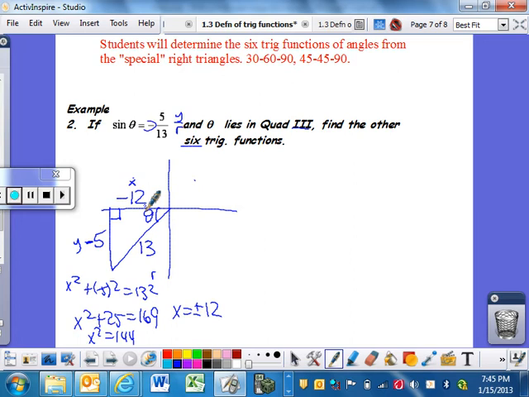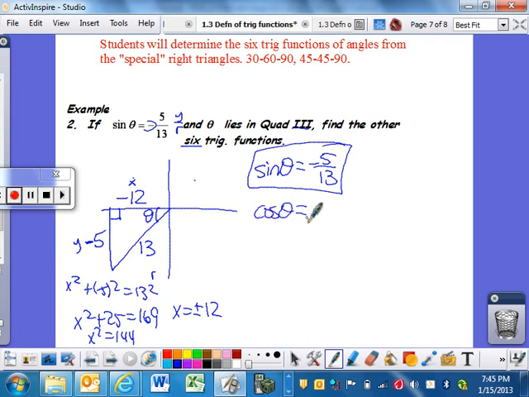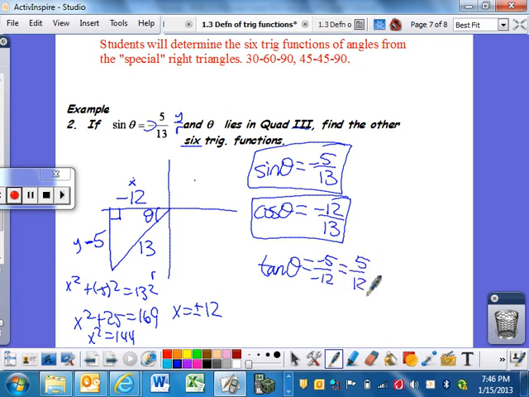And from there, once you get your triangle, you actually should be able to do this relatively quickly. Sine theta, I'm already given. I don't have to think about it. So that one's done. Cosine theta, that is the x, negative 12, over the hypotenuse or radius, which is 13. Tangent theta is your y over the x. So what is negative 5 over a negative 12? Two negatives make a positive, and you need to simplify it that way.